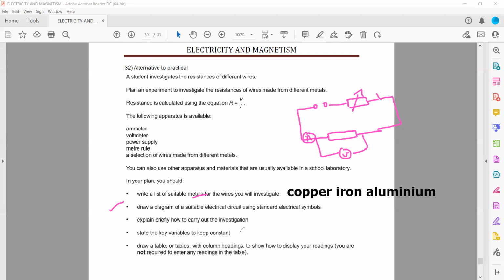Then the key variables which we keep the same, or constant: the length of the wire, the cross-section area, and the temperature, because these are the factors which can affect the resistance. Then draw a table or tables with column headings. The table should have the correct units in it.